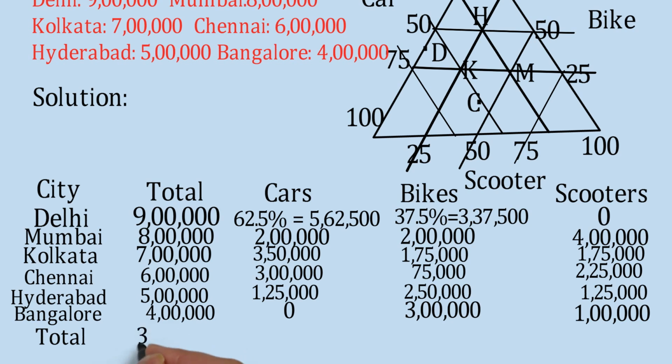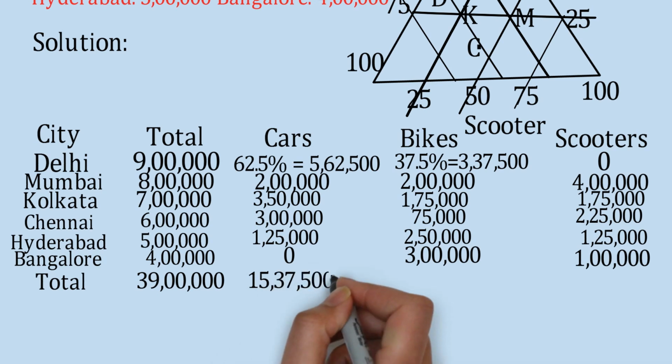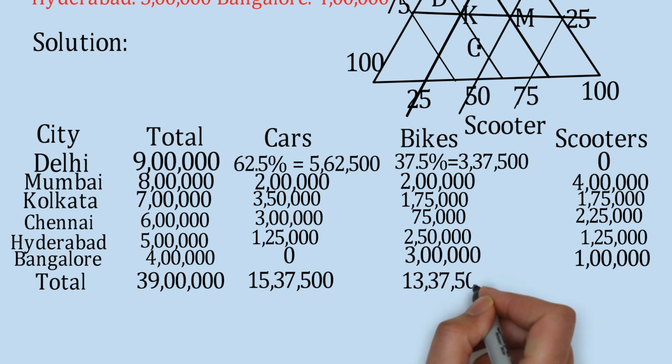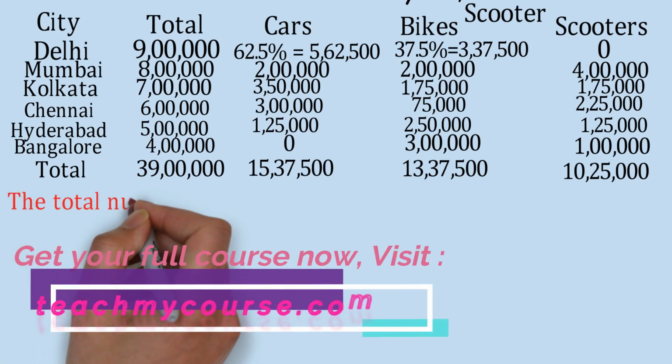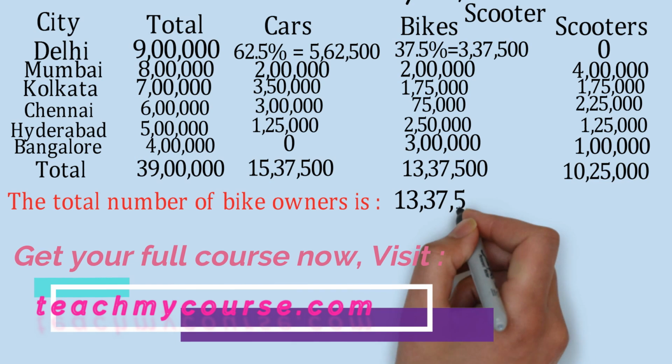The total vehicles are 39 lakh, the total cars are 15 lakh 37,500, the total bikes are 13 lakh 37,500, and the total scooters are 10 lakh 25,000. So the question is, what is the total number of bike owners? It is 13 lakh 37,500, as we have seen.